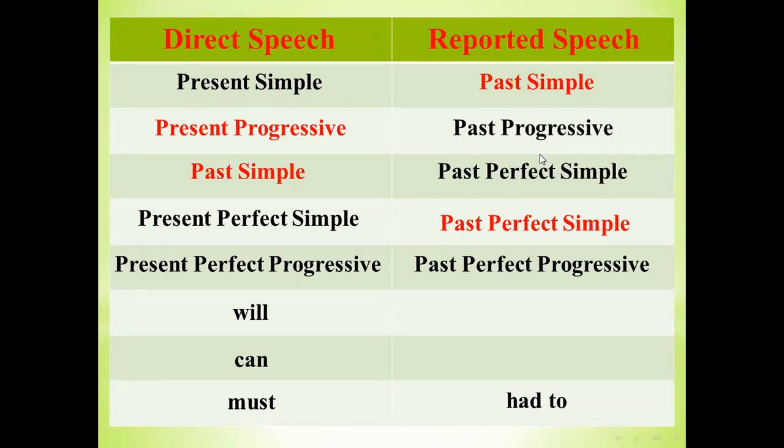Next. Who can tell me the next? Present perfect progressive becomes past perfect progressive. What about will? It becomes would. Who can say? Will becomes would. Okay, Ahmed. Yes, and could. Okay. What about can? It becomes could. That's right. If you have must in the direct speech, it becomes had to. Yes, that's right.